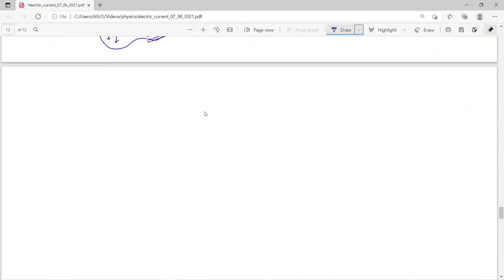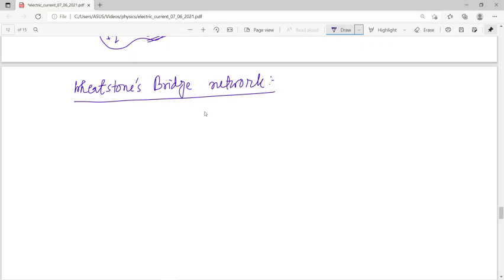So if we consider the Wheatstone bridge network, that is the Wheatstone bridge network, and current division is one of the important things. Wheatstone bridge means this is like a bridge, that means it is connected like that.